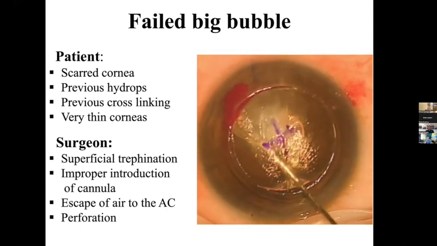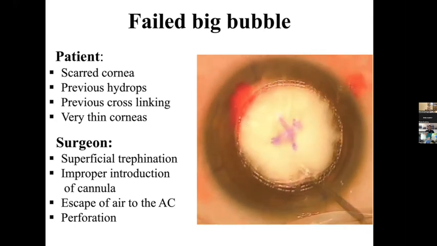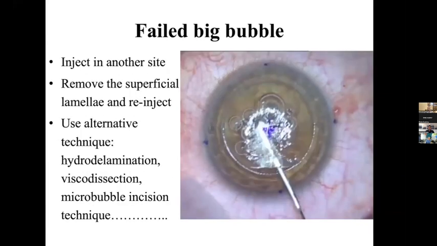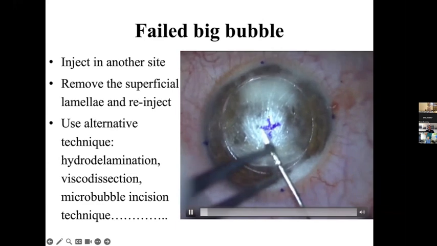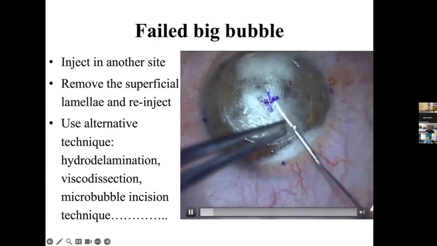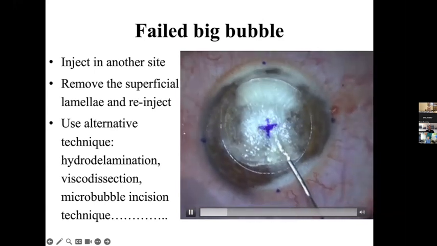So how can we manage a failed big bubble? Although some surgeons may resort to penetrating keratoplasty in cases of failed big bubble, usually I never do this, and I do not recommend doing this because you still may have very good results with other techniques. So if you have a failed big bubble, this is only corneal whitening, no bubble was formed, you may try injection in another site. Now I am trying injection.